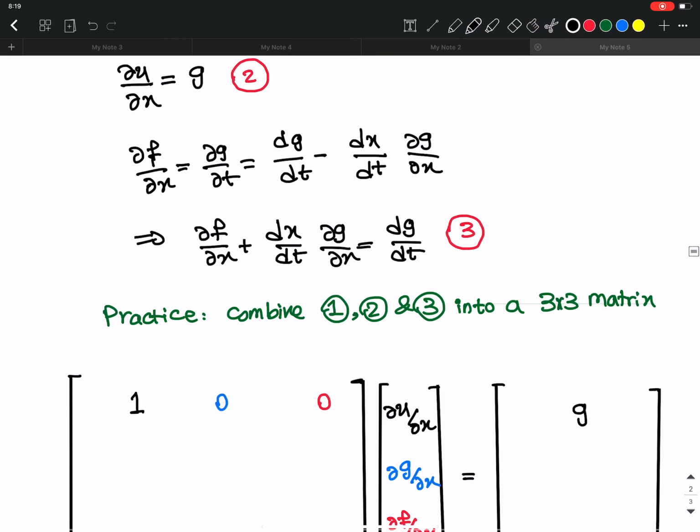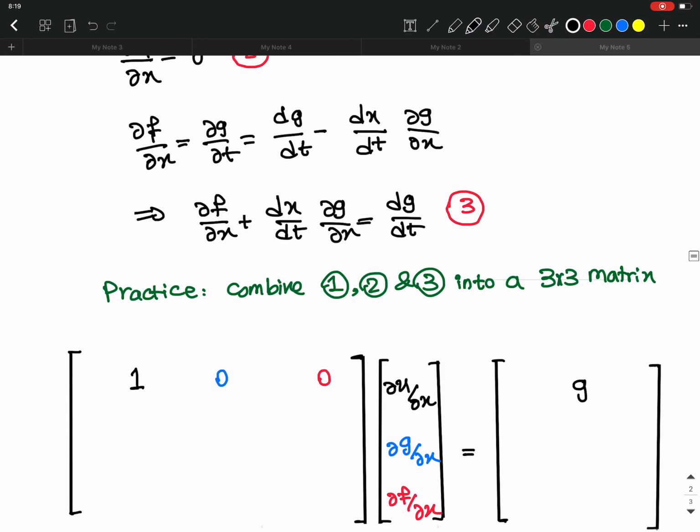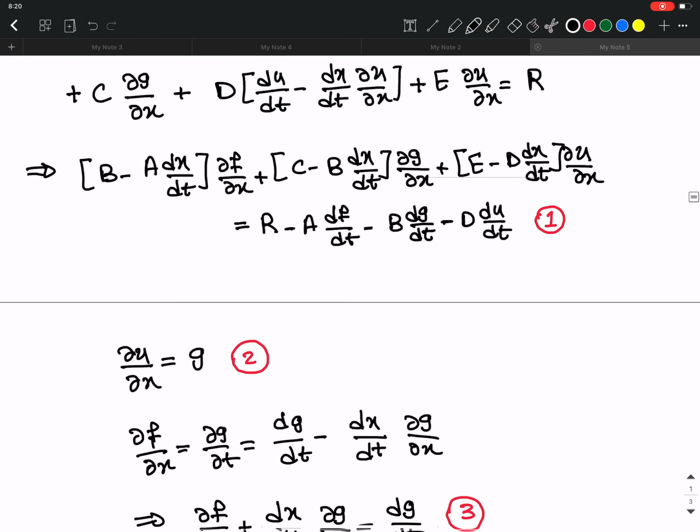And then the second one, I want to write equation 3. So equation 3, you don't have partial u partial x, so I'm just going to write 0 here. And then the second one is partial g partial x, and what you have here is dx over dt as the coefficient. And then the third term, partial f partial x, is just 1. And on the right-hand side, you have dg over dt. And then the last one, which is partial f partial x, I'm going to write equation 1.